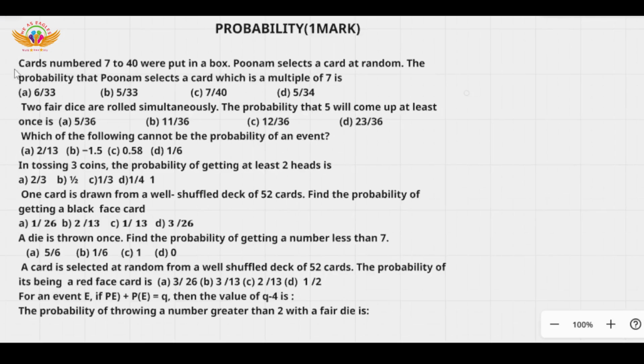So I have total here, 1, 2, 3, 4, 5, 6, 7, 8 and 9. So total 9 questions I have here. So let us start solving these questions as quickly as possible.